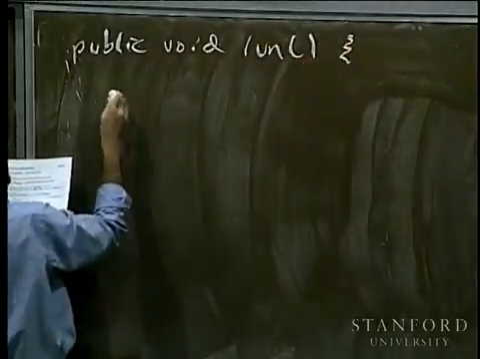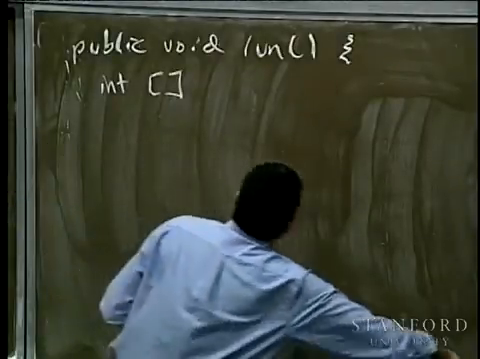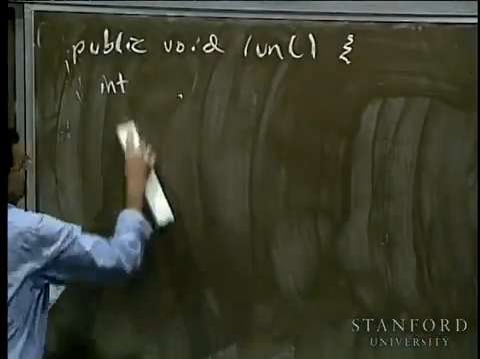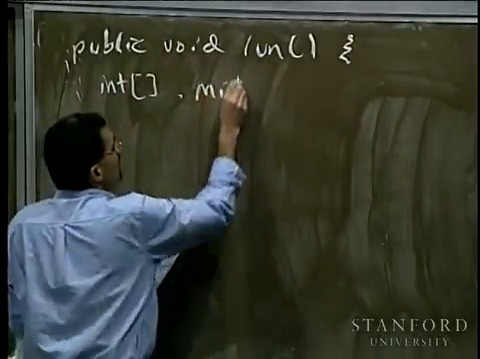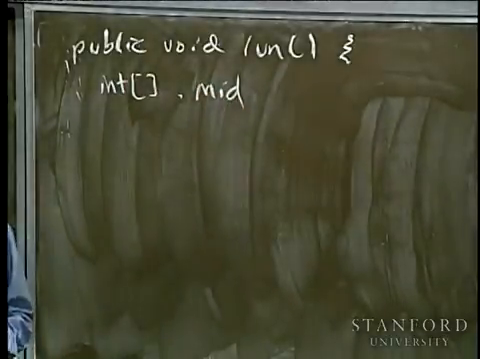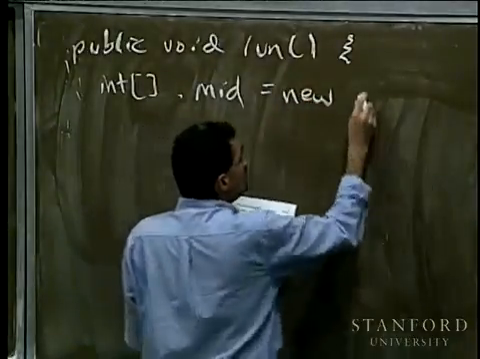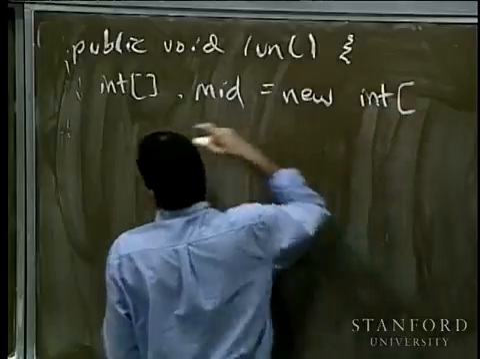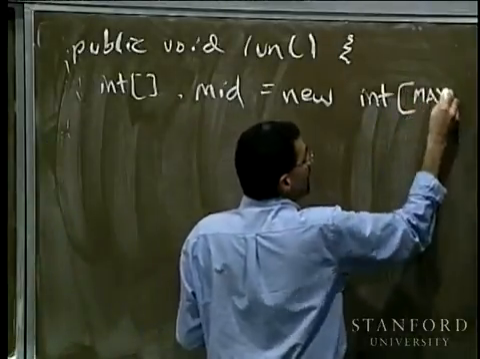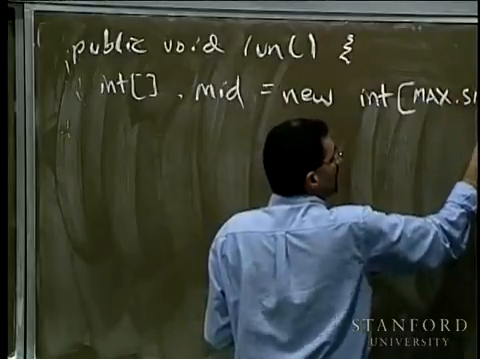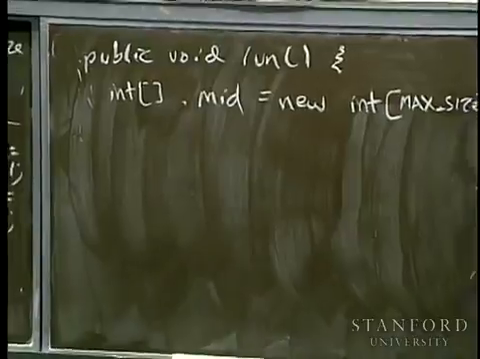And inside here, I'm going to have some integer array that I'm going to keep track of. Actually, there's no space in here, so let me just rewrite that. Some integer array, and I'll call this midterm, or I'll just call it mid to keep it short. It's going to be the midterm scores. And I'm going to declare a new array of integers whose size is this constant over here, max size. Okay? So I set that up, and now I get an array of 500 integers just created for me, and life is good.